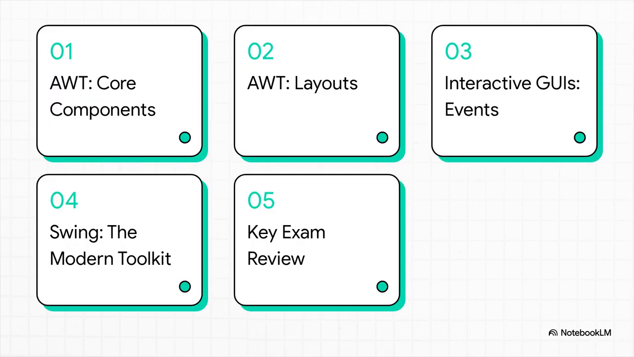So here's our game plan. First, we'll cover the AWT core components. Think of them as the bricks. Then, we'll look at how to arrange them with layouts. That's our blueprint. After that, we'll get into the fun part, making it all interactive with events. Then, a quick look at the modern toolkit, Swing. And finally, we'll wrap up with a key exam review to make sure you're set.